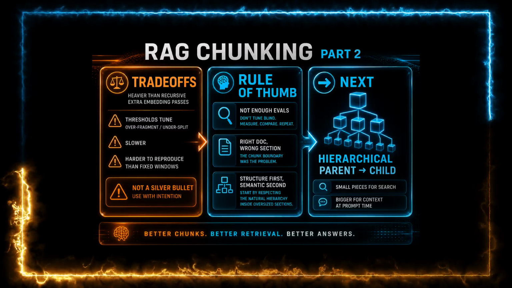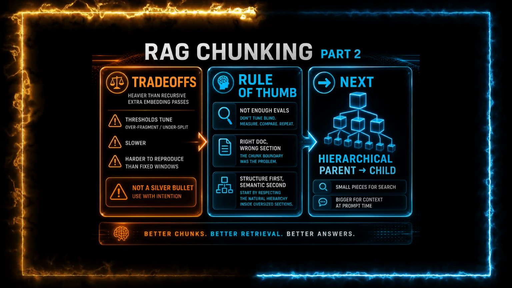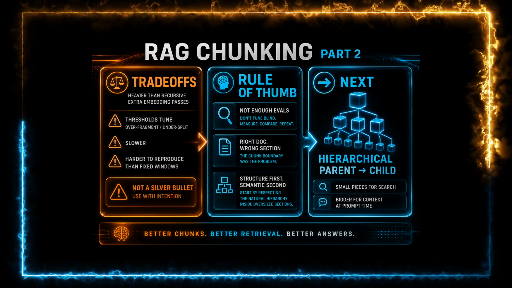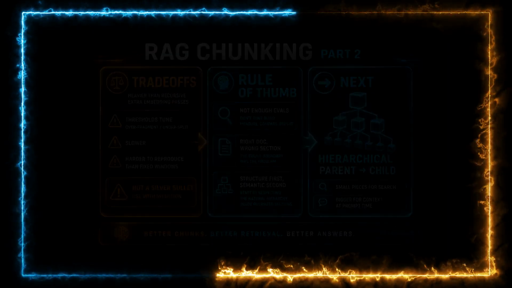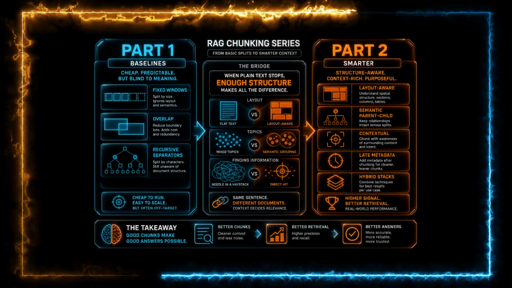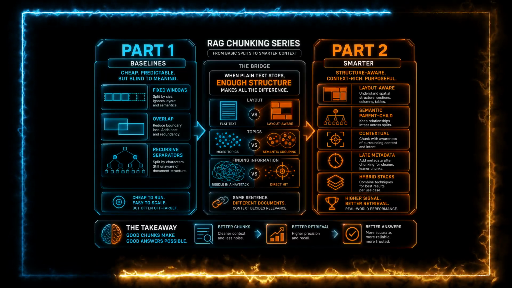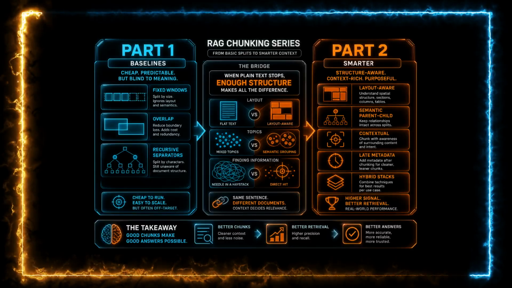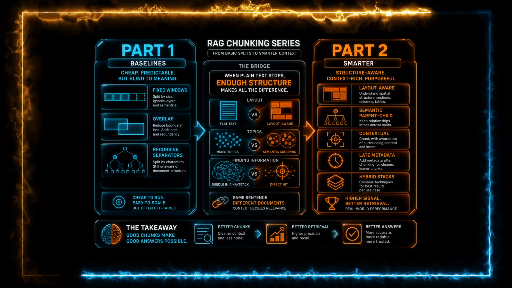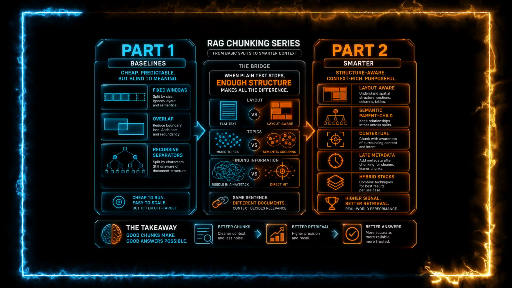Next, hierarchical, parent/child, chunking. Small pieces for search, bigger pieces for context at prompt time. So that's the smarter half of chunking: layout-aware splits, semantic boundaries, parent/child hierarchies, contextual and late chunking, metadata per chunk, and the hybrid stacks teams actually ship.